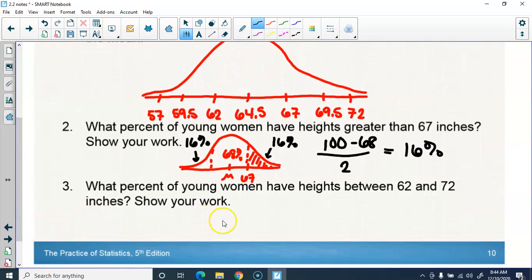What percent of women have heights between 62 and 72? So here's where I like to have these sketches. If they're not helpful for you, that's fine. 62 is 1 standard deviation away. 72 is 3 standard deviations away.